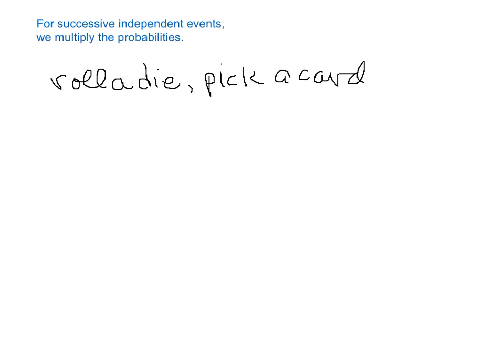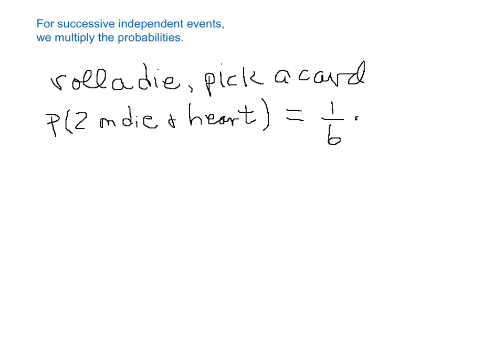So suppose an experiment consists of rolling a 6-sided die and then picking a card. And what we're asking for is the probability that we get a 2 on the die and a heart. So these are independent events, and so the probability is simply going to be the probability of the 2 times the probability of a heart. And that is the probability of 2 independent events. We multiply the probabilities.